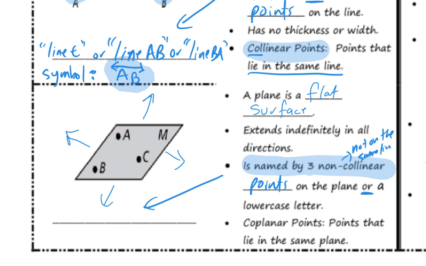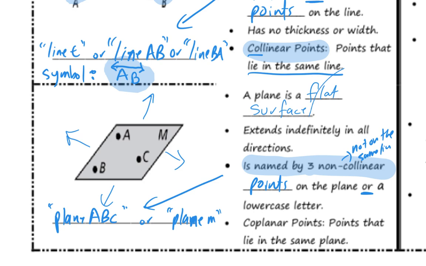So I could call this plane ABC. Or we said we can name it by a lowercase letter. So that's supposed to be a lowercase m. So we can say plane M. All right, so that's a plane. It's a flat surface. Okay.